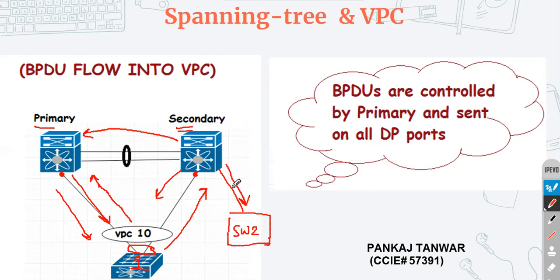Just to summarize quickly, in a VPC environment, only the primary device is going to send the BPDUs on all the designated ports. And in case the secondary device receives any BPDU from the downstream device, it is going to send that particular BPDU to the primary device. Now let's see it practically.